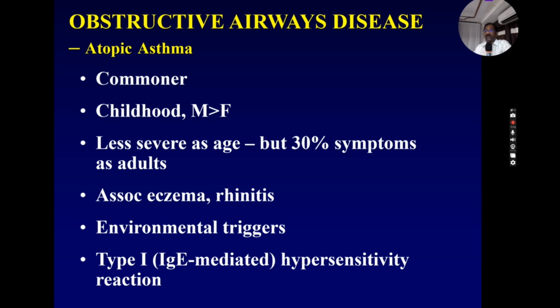So it's very common in childhood, more in males, less severe with age, but 30% have symptoms as adults. Associated with eczema and rhinitis, most of these people will have a running nose and also some eczema, and there will be environmental triggers, and it's an IgE-mediated hypersensitivity reaction.